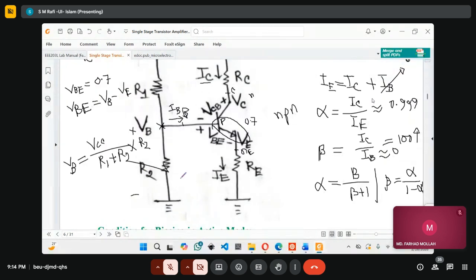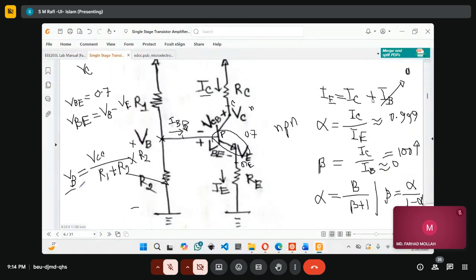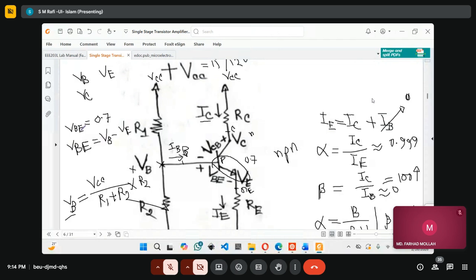Yes, sir. Thank you. So if I know VB, and I know this relation that VBE equals 0.7, so VB minus VE equals 0.7, can we calculate VE from here? We know the VB, right? If I know the VB value and put it here, can we calculate the VE value? Yes, VB minus 0.7. Yes, thank you so much.